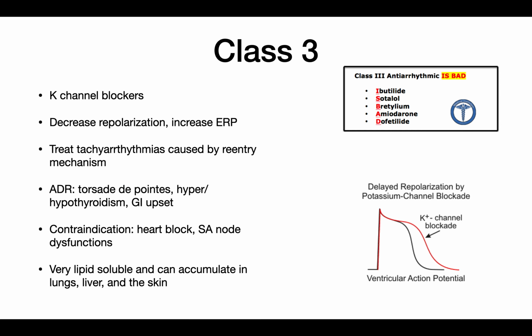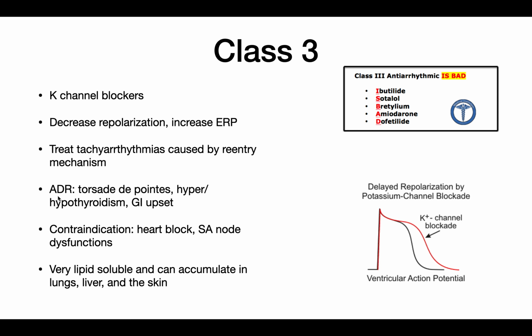Okay, class 3 antiarrhythmics is bad. So ibutilide, sotalol, bretylium, amiodarone, and dofetilide. These are going to be your potassium channel blockers. They decrease the repolarization and increase ERP. They treat the tachyarrhythmias caused by the re-entry. So it's a treatment, but remember, you have to use ablation to truly cure.